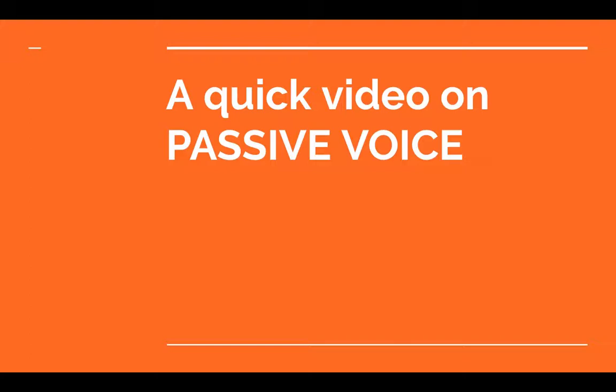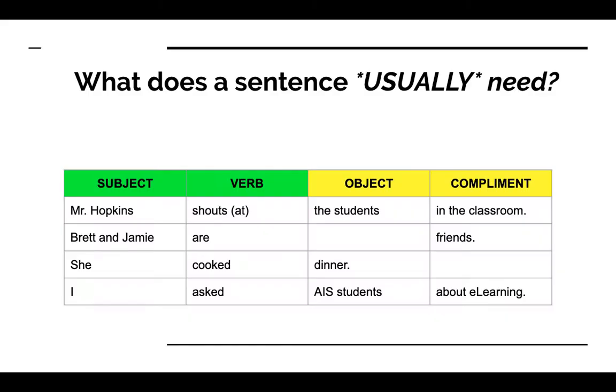Hey guys, this is a quick video on using passive voice in order to avoid using personal pronouns in your essay. So, what does a sentence usually need? And you'll see why "usually" is sort of highlighted there. It needs a subject and a verb. These two things I've got in green.